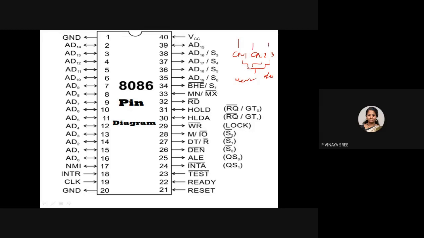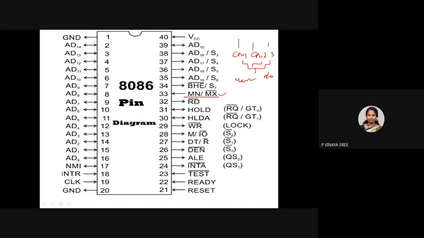So maximum mode works with multiple processors where memory and IO are shared, and minimum mode has a single processor with memory and input output devices. This is all about minimum and maximum mode. Now, based on this, we'll discuss the common pins first. Already completed, but let me revise once again.